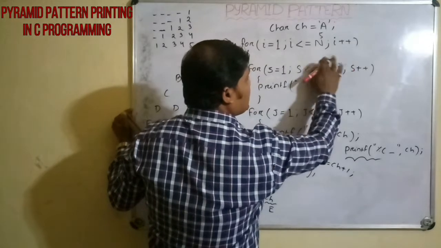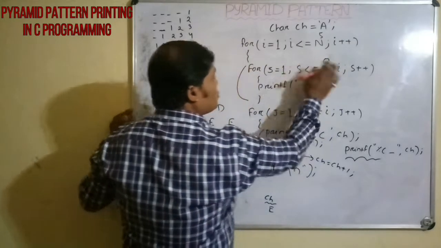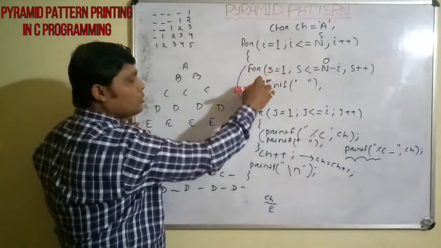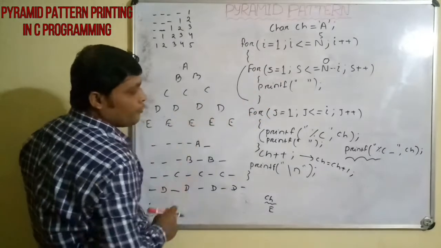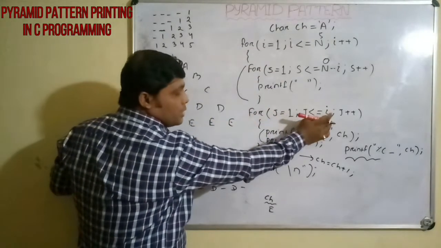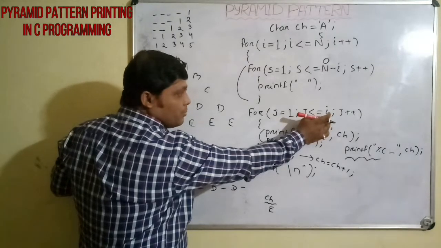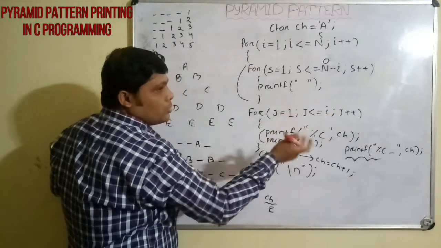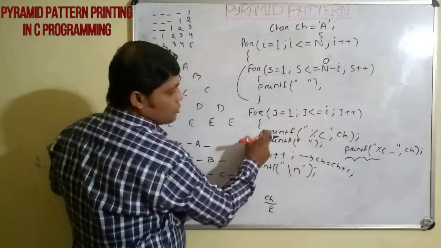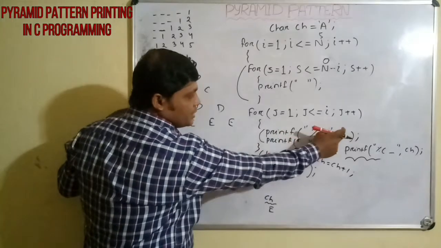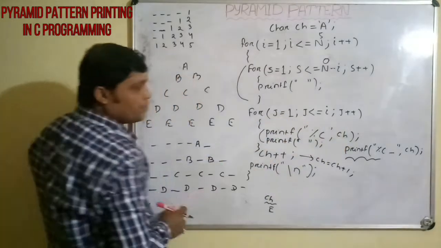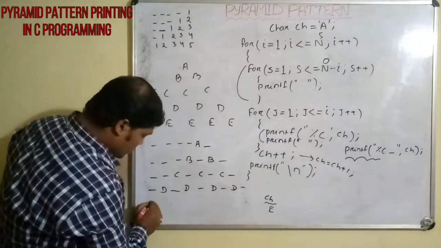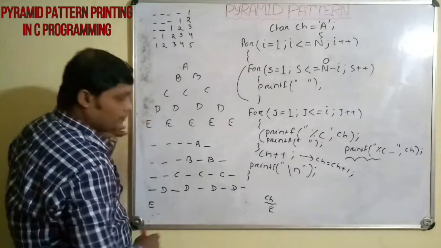s equal to 1, n minus i means 5 minus 5, 0. So it will not go inside this loop and it will not print any space. Come to here in this loop. Then j equal to 1, j less than or equal to 5. i value is 5 now, so it will work for 1, 2, 3, 4, 5 values. So printf percent c ch. For j equal to 1, it will print what? ch value. ch value is now E. So it will print E.